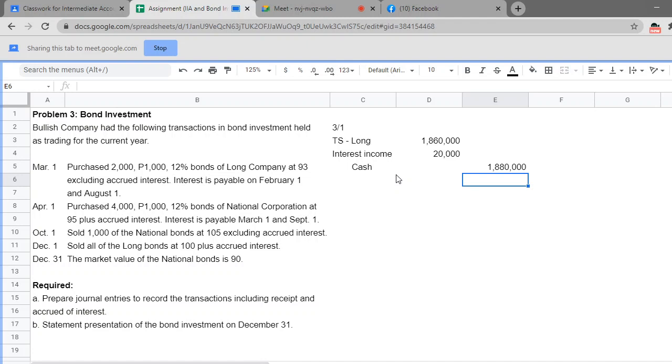Assignment nyo naman to, so I think medyo nakuha paguro ninyo ni nga time. Okay, so April 1. Proceed ta sa April 1. On April 1, we purchased another bond investment from National Corporation, still held for trading, at 95. So that is 4 million times 95 plus accrued interest. So na po interest. So that would be interest income.